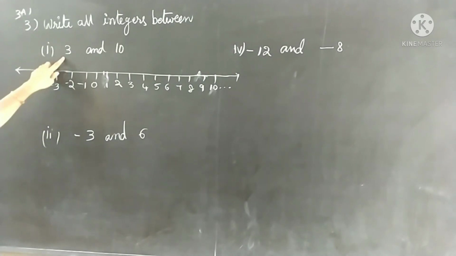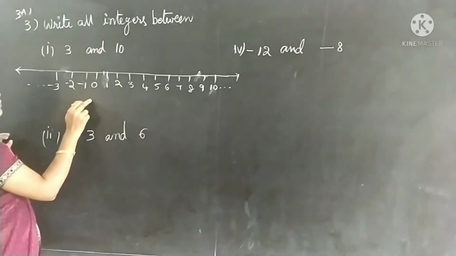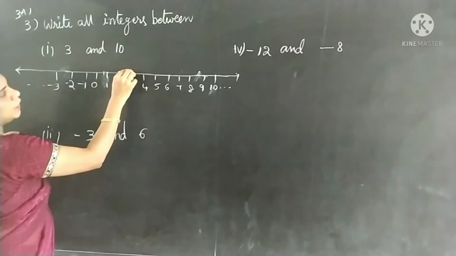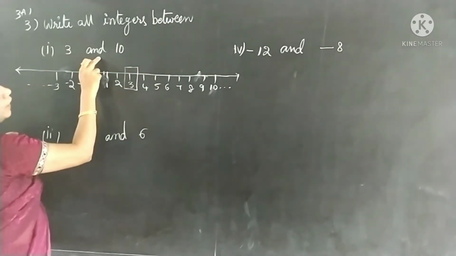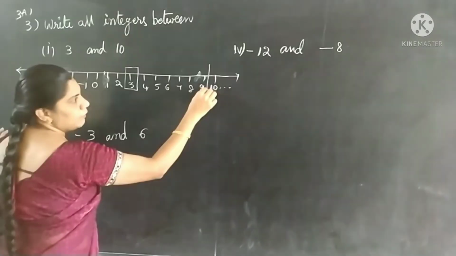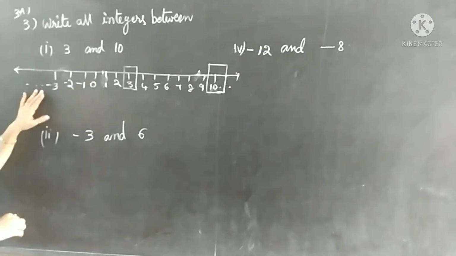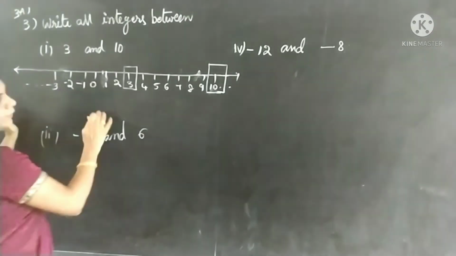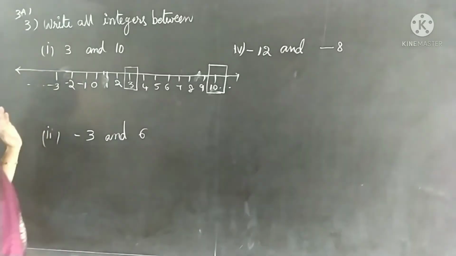Now, what numbers do we have to write here? Integers between 3 and 10. Where is 3 here? Locate that one first. This is your 3. And where is 10 here? For my convenience, I have indicated a few numbers on the left hand side, and I have taken up to 10 numbers on the right.